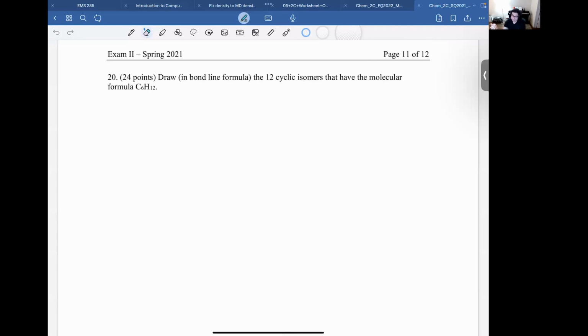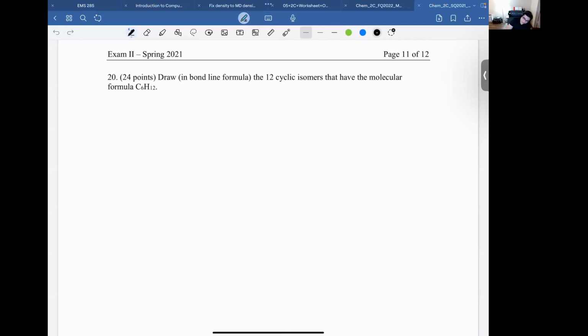So we have to have a cyclic isomer, which means that it has to have a ring, right? We draw 2 rings. No, I guess not. It's 1 degree of unsaturation. So we're going to draw things with one ring in it.